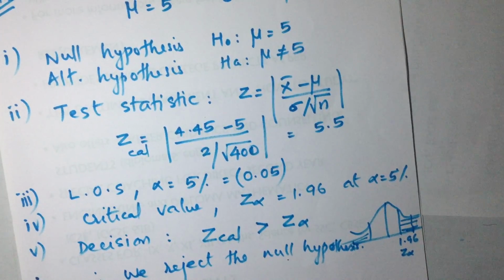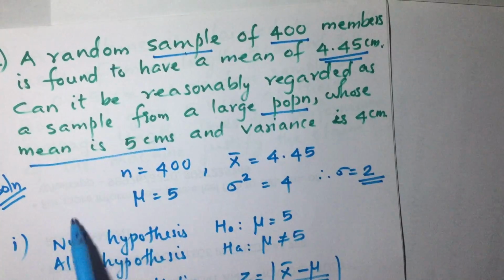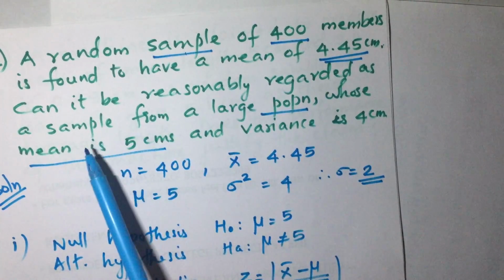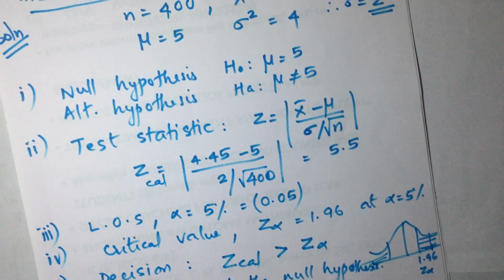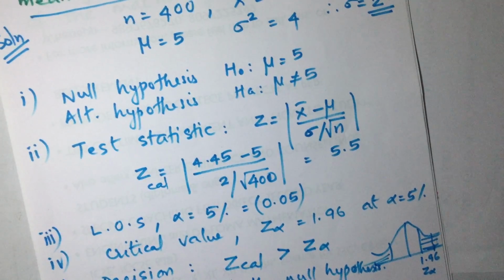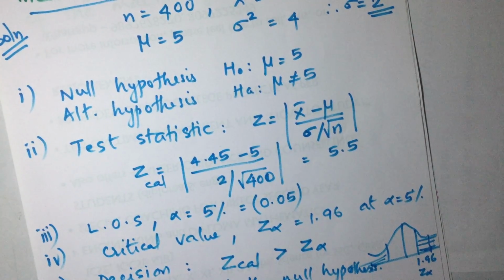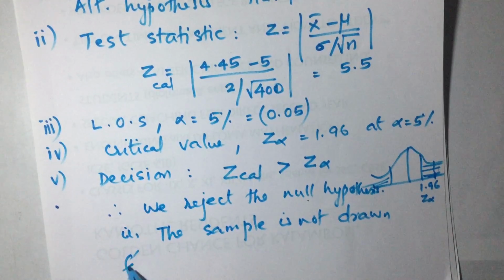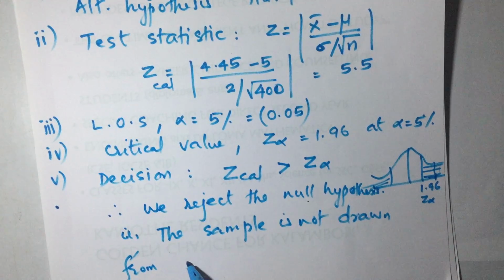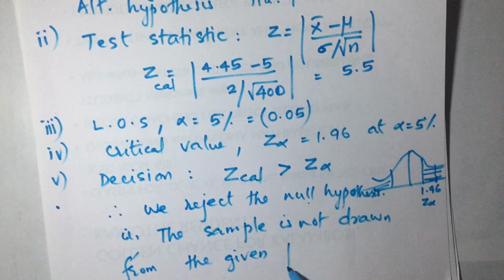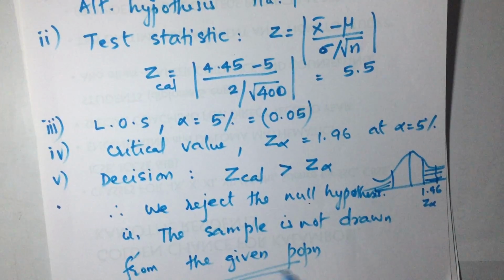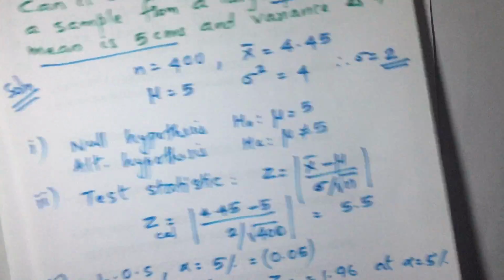What statement will you write? Here the question is, can it be reasonably regarded as a sample from a large population? So the sample is not drawn from the given population. Okay, so this is a way to test hypothesis. Now let's do one more question.